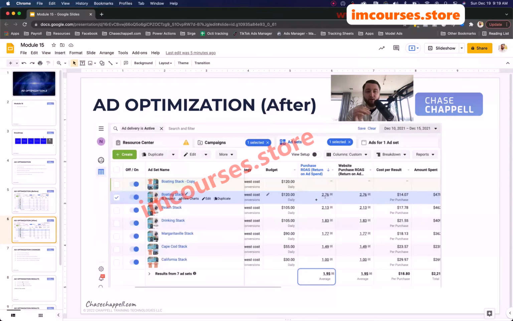As the return on ad spend goes up, we're moving spend up the ladder. So we're basically following the highest performing audiences.